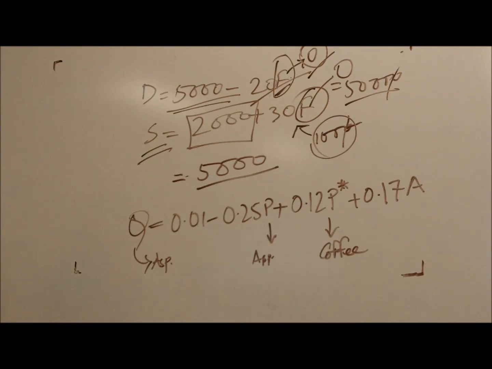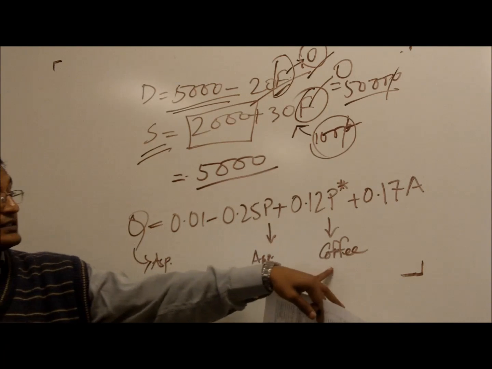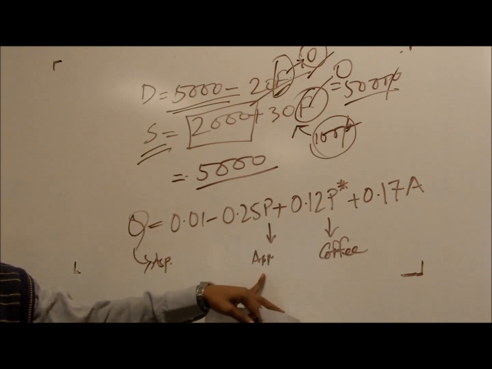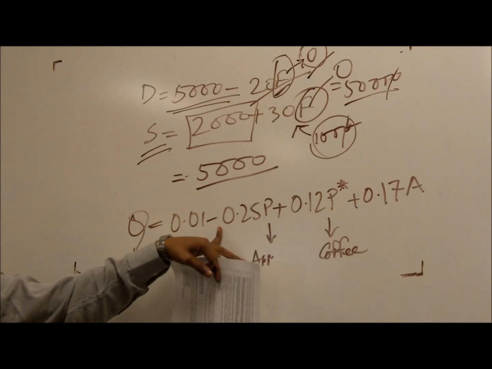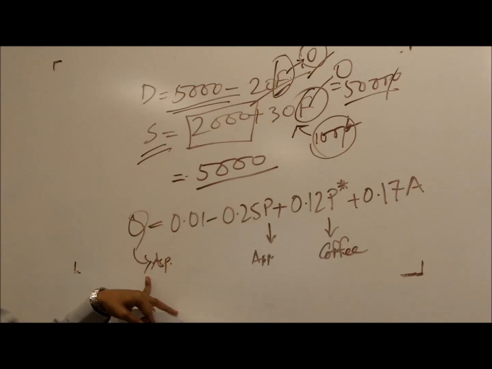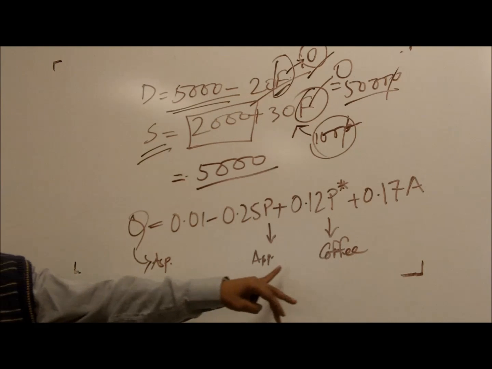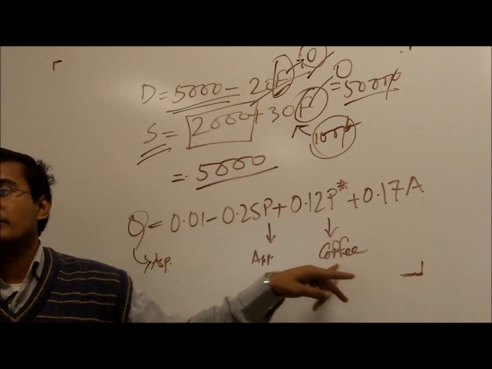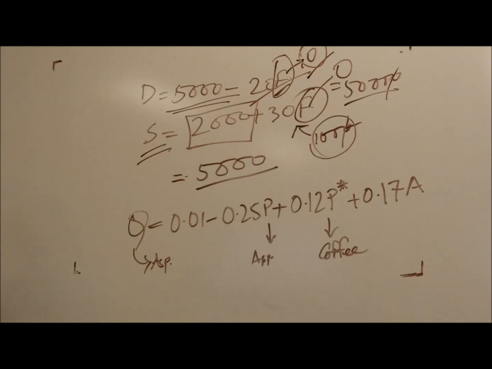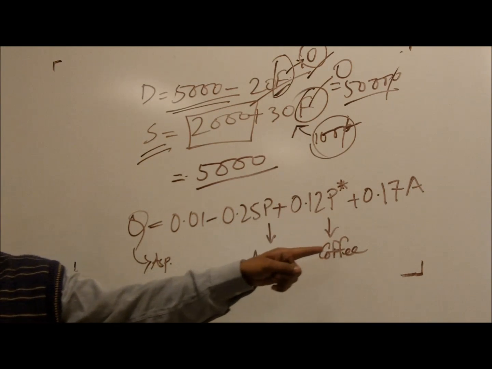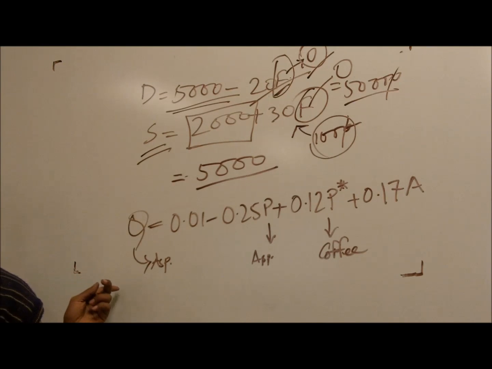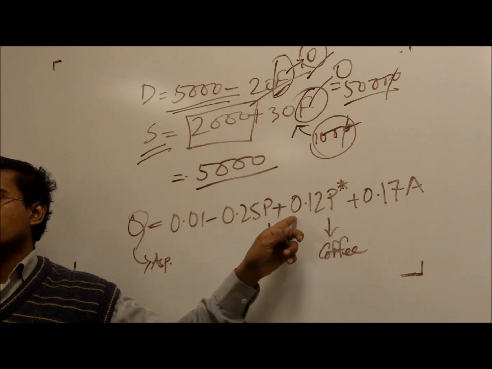What is the relation between aspirin and coffee? Look, when there is a price increase in aspirin, we can see from the negative sign that there will be decreased demand for aspirin. That is fairly intuitive. The demand curve is downward sloping. But what about the coffee? When the price of coffee increases, what is the effect on the quantity of aspirin demanded? It increases, yes, the sign is positive.